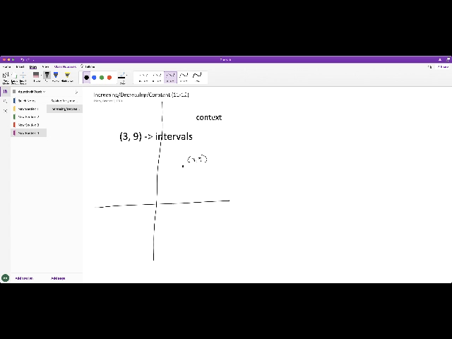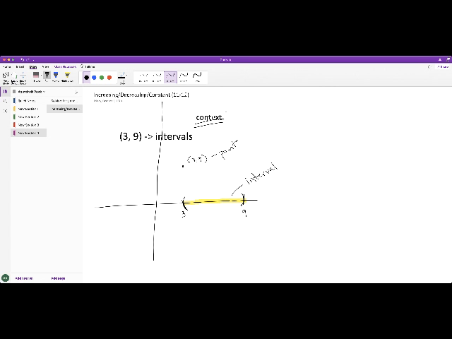Now, if I'm talking about an interval, then I'm going from the x value 3, let's assume we're talking about the x values, to 9. So I'm going from here to here. I'm talking about an interval on the x-axis. That's the difference between a point and an interval. So this is a point, and this is an interval. And again, the context matters. What's the situation that we're talking about?